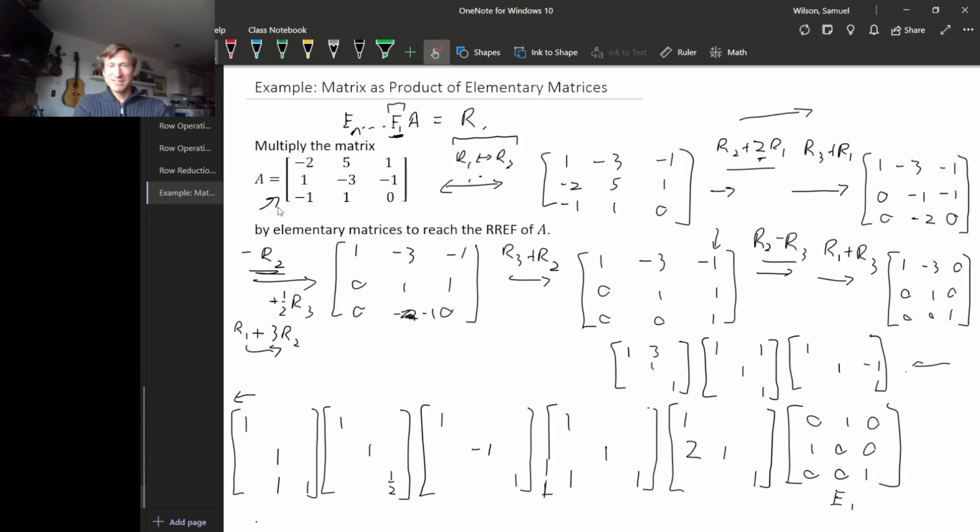Multiplying this matrix on the left by this series of elementary matrices will produce the reduced row echelon form of the matrix A. And I guess I didn't write it, but the reduced row echelon form turns out to be the 3×3 identity here. All right, let's look at one other thing that this example tells us.